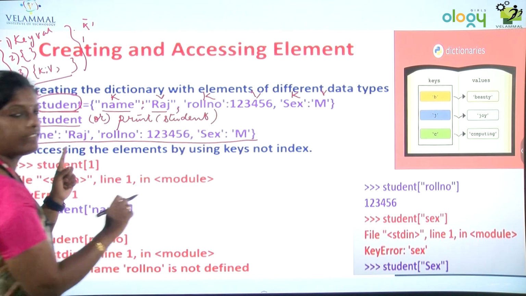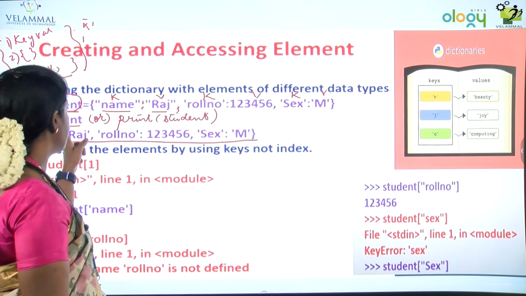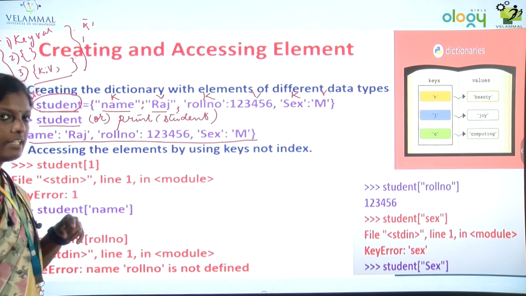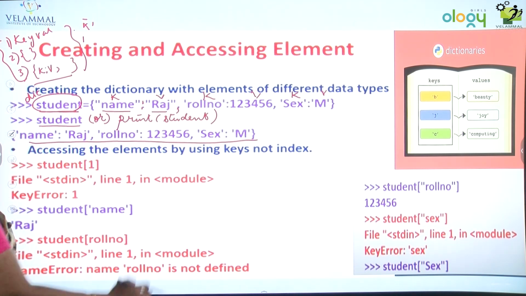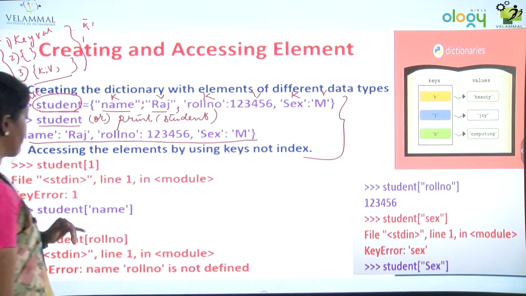So both do the same work. Either give the dictionary name as it is, or give print student. Got it? Any doubts still here? So this is how you are going to declare or create a dictionary, right?